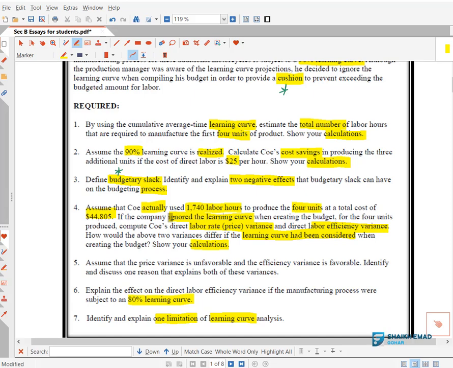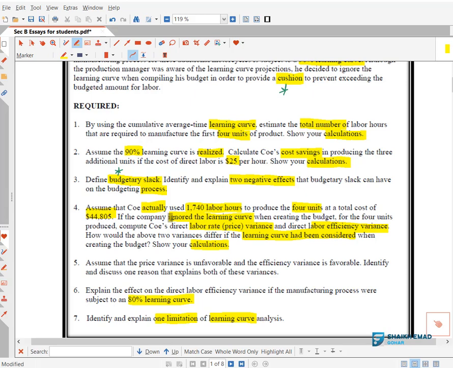Getting the story? So what do you think, my friends? If I ignore learning curve, has the labor worked efficiently or not? Tell me in the chat box. Yes, they have worked efficiently because I allowed them how many hours? 2000. And they took how many hours? 1740. It means that they worked efficiently. Right? This is one angle.